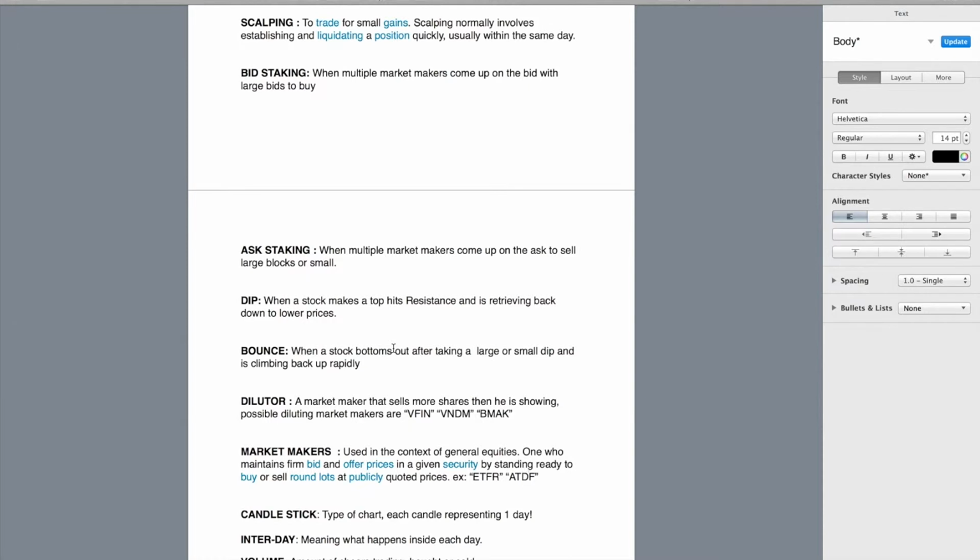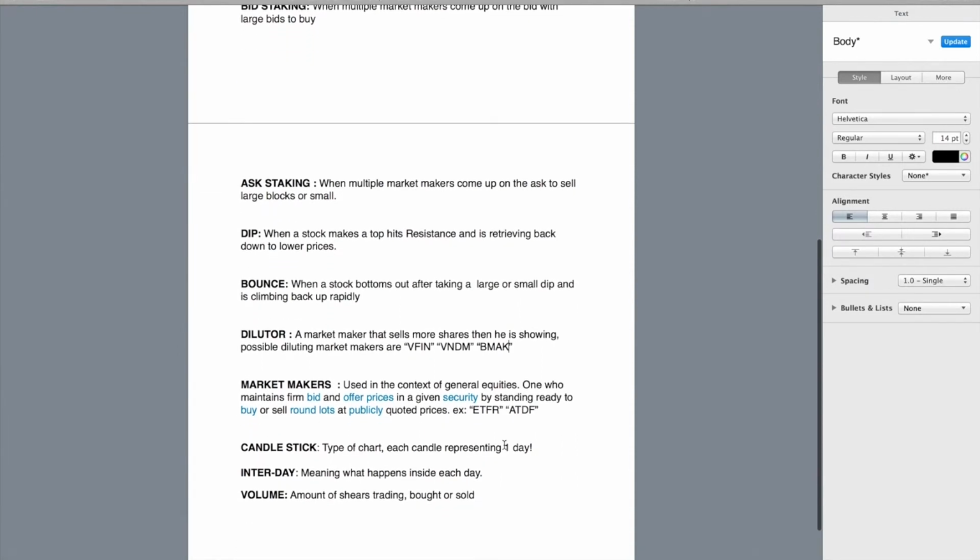Diluter is when market makers dilute, so they sell more shares than they're claiming. So some of the market maker diluters are down here: VFIN, VFIN, VNDM, and BMAC. These are the most popular in penny stocks, and we'll get into that a little bit more when we're going to be learning about level 2s. They're very critical to watch out for. A lot of diluting stocks tend to not do so well.